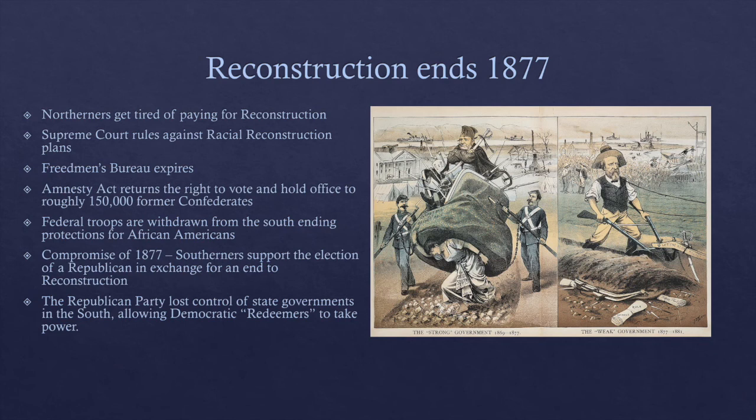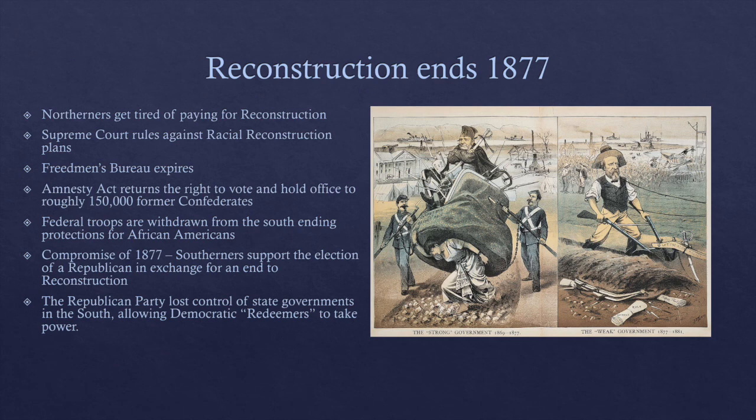Reconstruction is going to come to an end in 1877 for a number of reasons. Number one, Northerners get tired of paying for it. Maintaining a military presence in the South to protect the rights of blacks was getting expensive. Furthermore, the Supreme Court had turned against many of the policies that the radical Republicans had pushed through. The Freedmen's Bureau was allowed to expire. Many former Confederates are once again granted their right to vote and hold office. And slowly, federal troops are being withdrawn from the South, and as they are, the rights of African Americans are being put in danger.